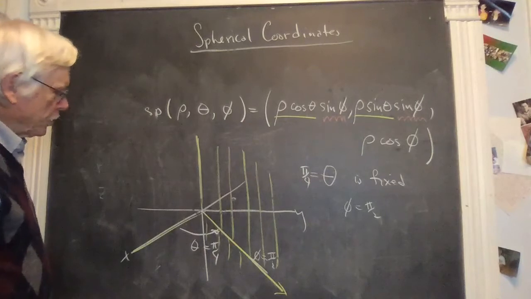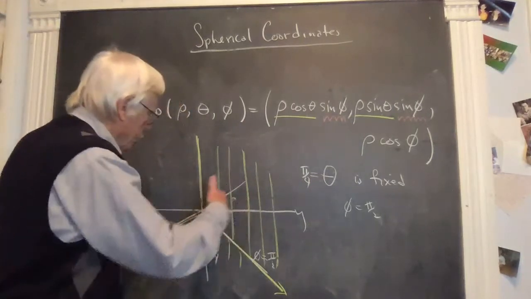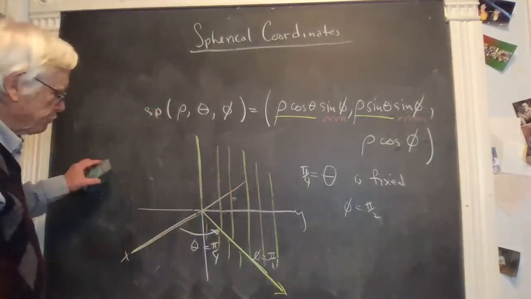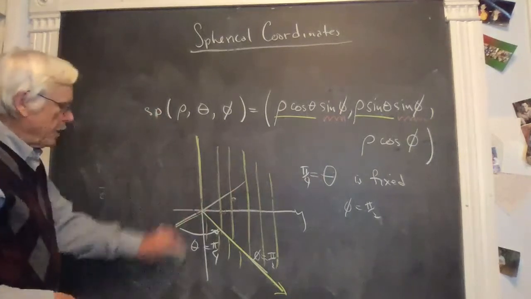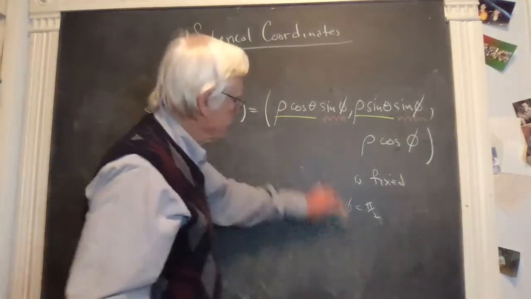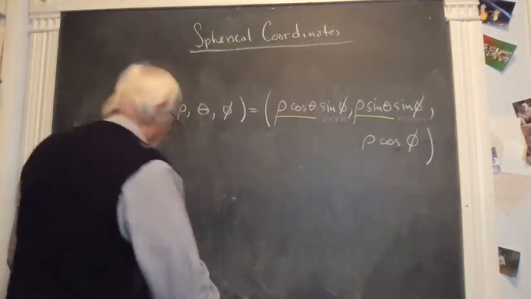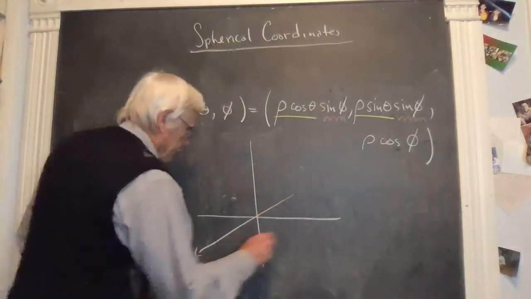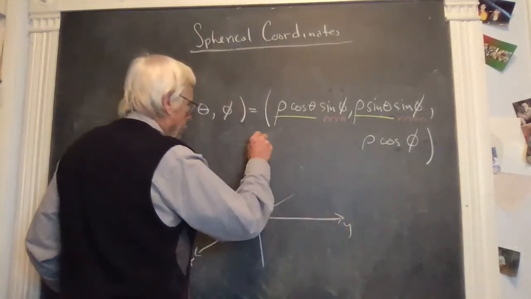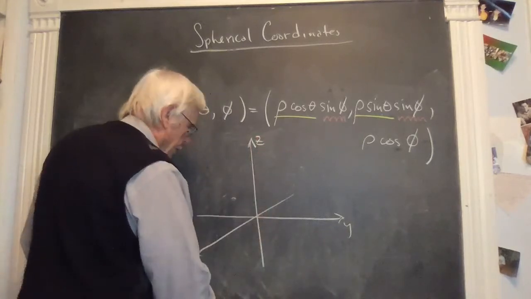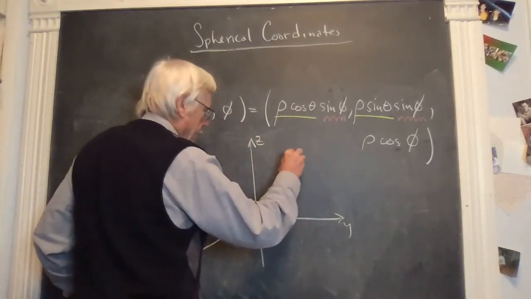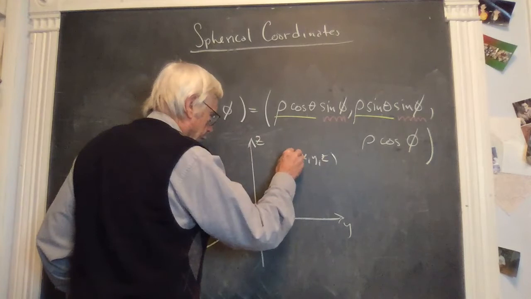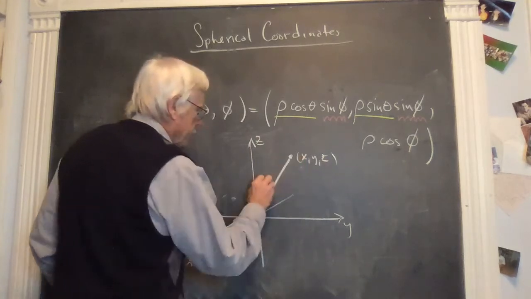So theta will give you the angle, you might say, between a given point and the y equals 0 plane here. And now let's take a look at phi. Maybe we'll do that by taking a particular point in three-dimensional space. So here is a point x, y, z in three-dimensional space. So that distance there is rho.